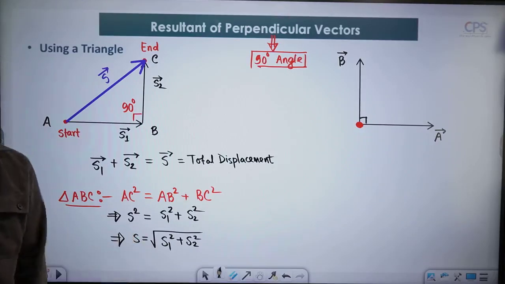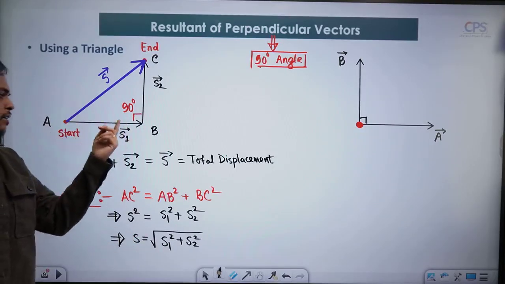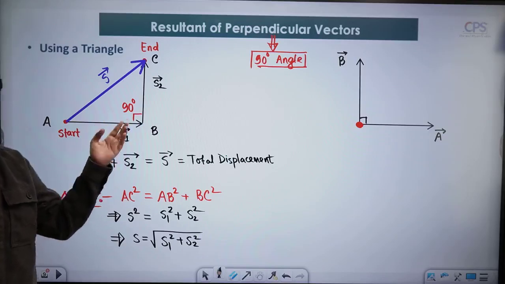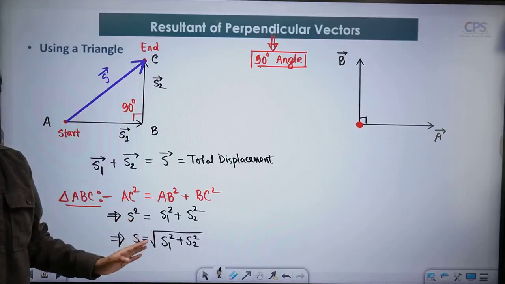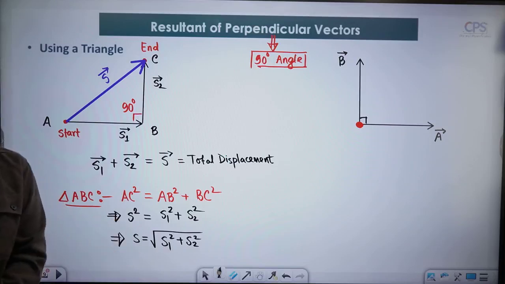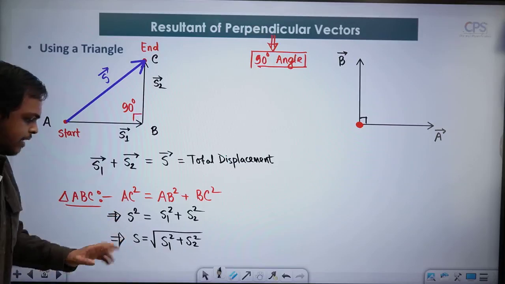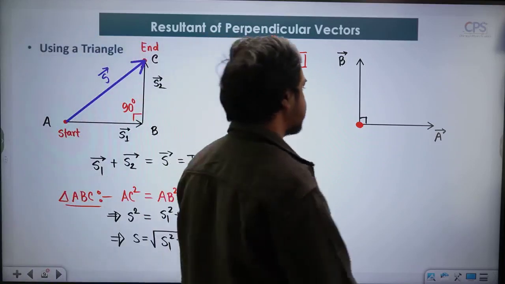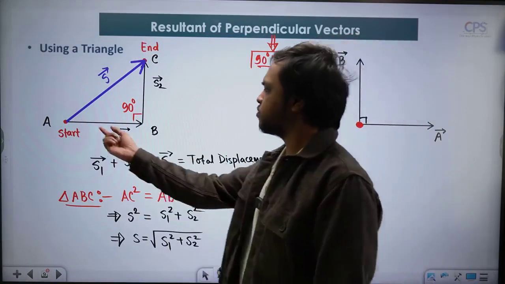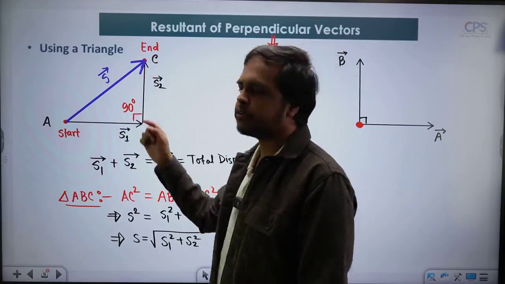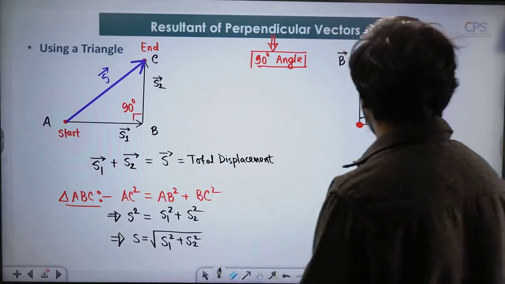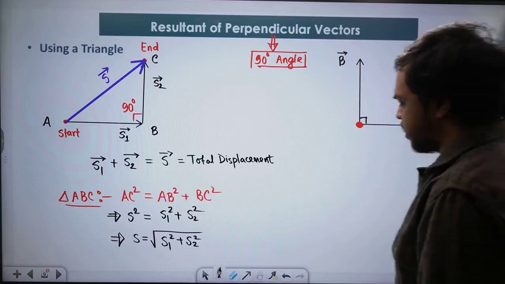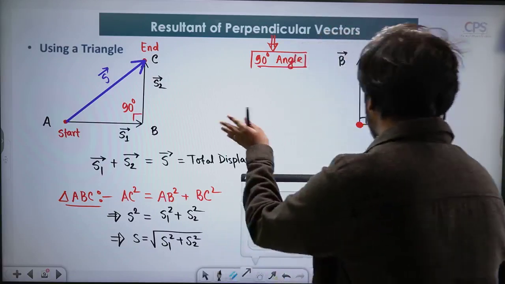So, what we will do is get this vector's value square and this vector's value square, add those two and get a root. You will get the ultimate resultant vector's value. So, coming back to this one, what can we say? Here S1 and S2 are perpendicular to each other. Same here, A and B are perpendicular to each other.